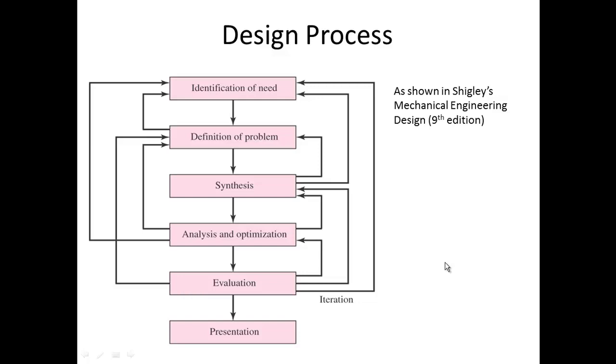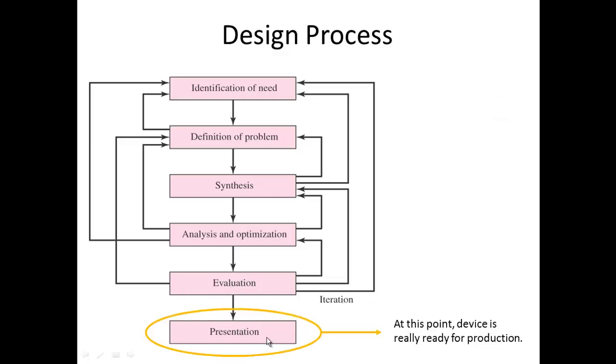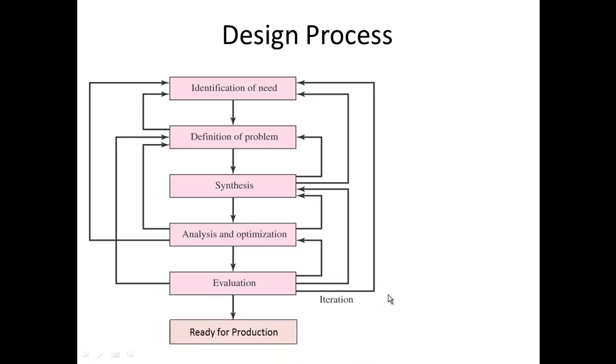In the real world, you have to present at each step of the way. You do not progress to the next step until you've shown your boss or your customer the results of the current step. In the real world, at this last step, presentation, you're ready for production. So I would say to think of the design process as a 6-step process where the last step is that your design is ready for production.